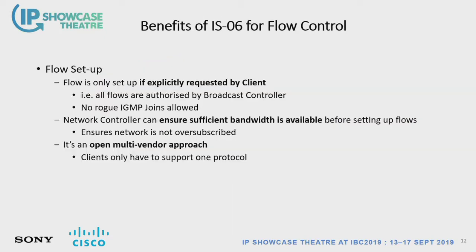So some of the benefits of using IS-06 for flow control: the flow setup must be explicitly requested by the client, by the broadcast controller. So there's some kind of inbuilt authorization there. No rogue IGMP joins are allowed. The network controller can ensure sufficient bandwidth is available because it has that overview of the entire network. So it ensures the network's not oversubscribed.